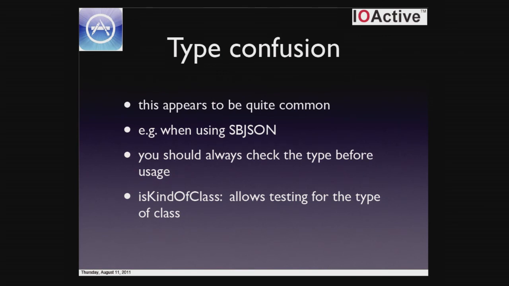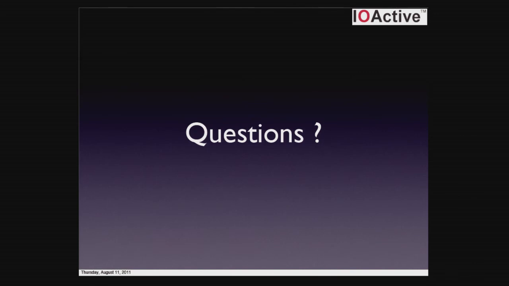So basically, when you get something back as an id, before you actually use that class, you want to make sure that it's of the right type. And the way that works is that everything that inherits from NSObject has a method called isKindOfClass. If you call isKindOfClass, you can test what kind of class it really is. Okay, that's it.